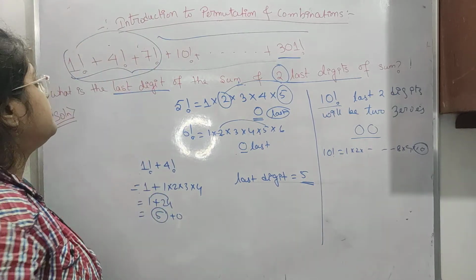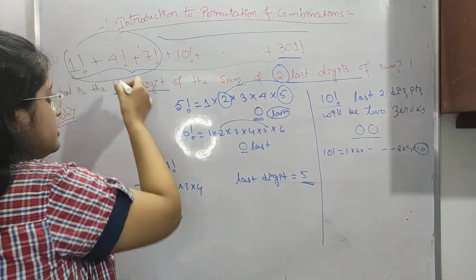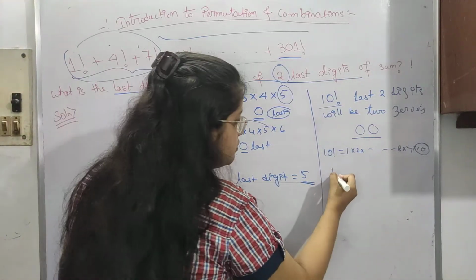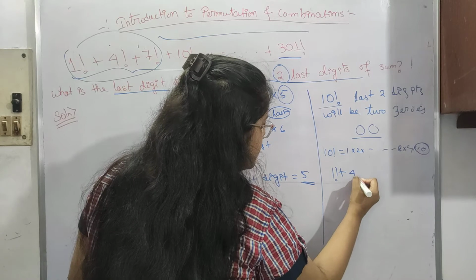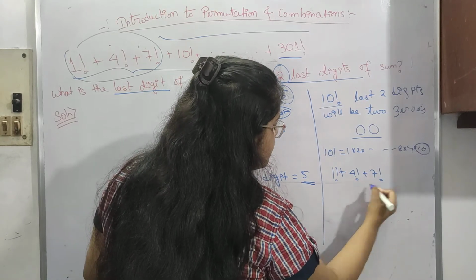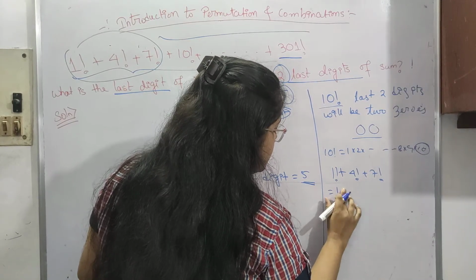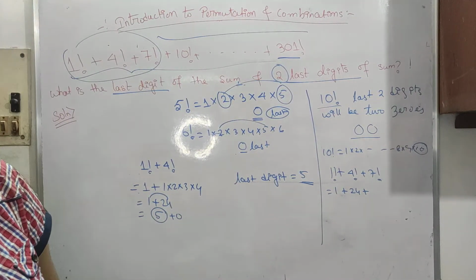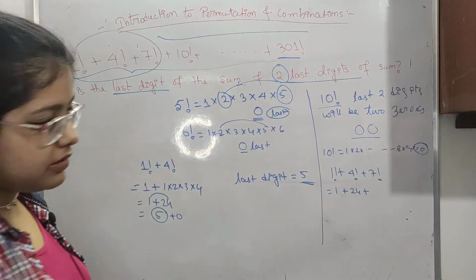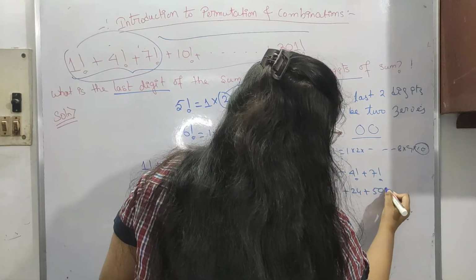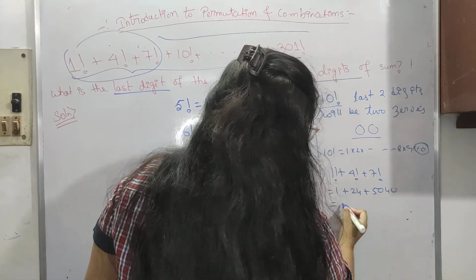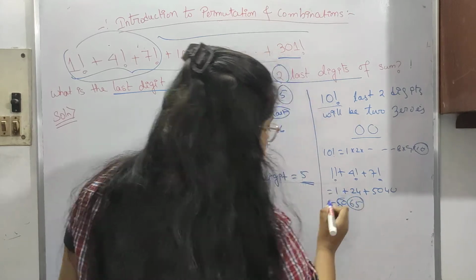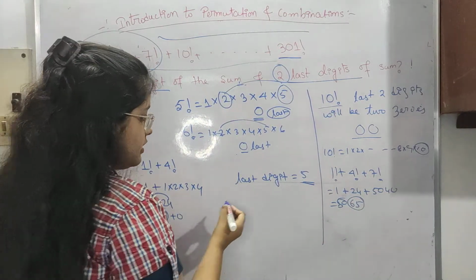Again it depends on the first 3 terms. Previously it depended on 1 factorial and 4 factorial. Now it depends on 1 factorial, 4 factorial and 7 factorial. This is easy, you can just find it out. 1 is 1, 4 factorial is 24, and 7 factorial is 5040. So the last 2 digits come out as 65. I think 5065, so 65. You can match it.